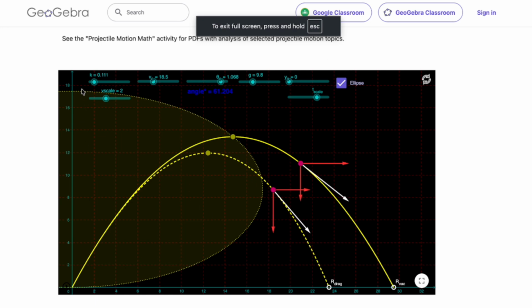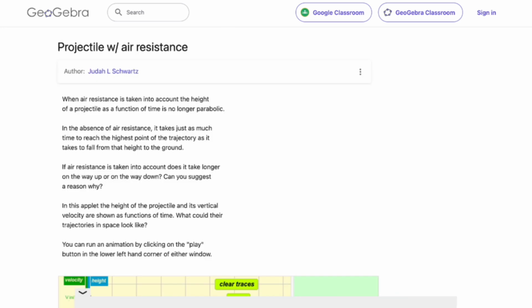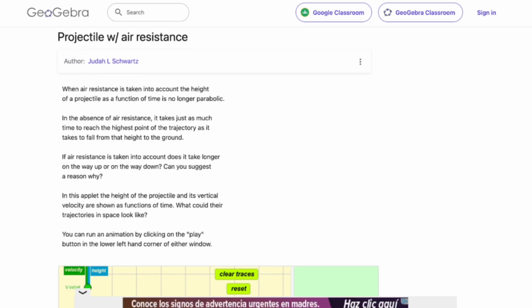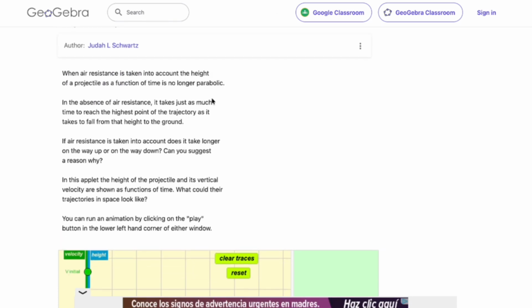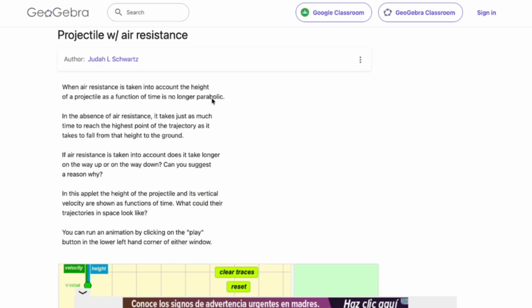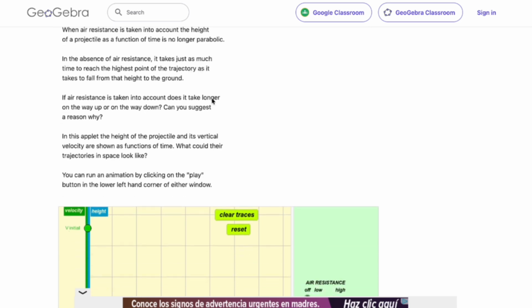The ellipse, just keep in mind this is the ellipse, this is the airfoil, and this is the projectile motion that's essentially connected with this, with certain vector directions that are applied in air resistance. This is another projectile GeoGebra simulator as well. Shout out to Judah L. Swartz, who created this for all of us to understand.